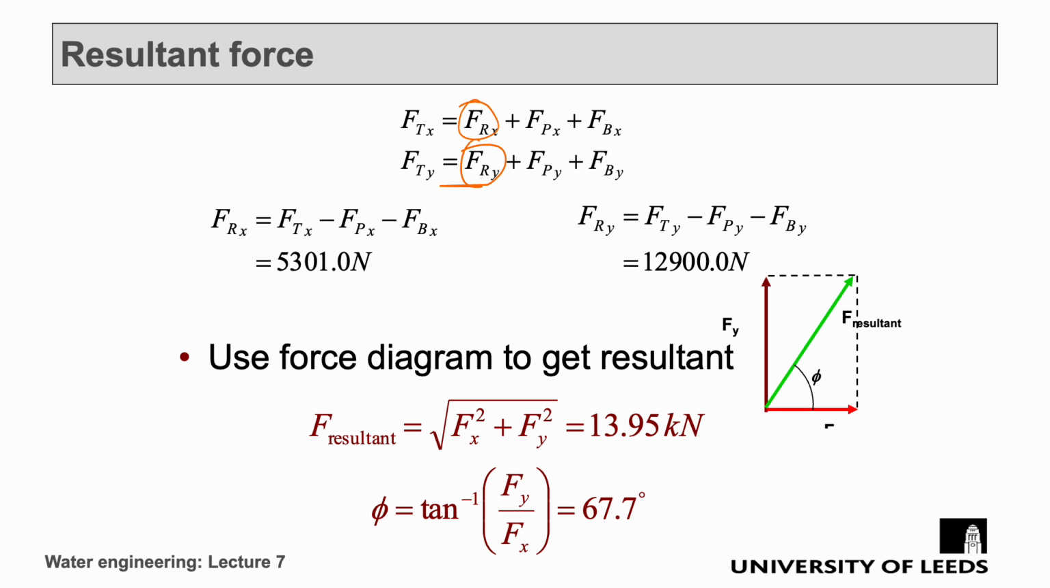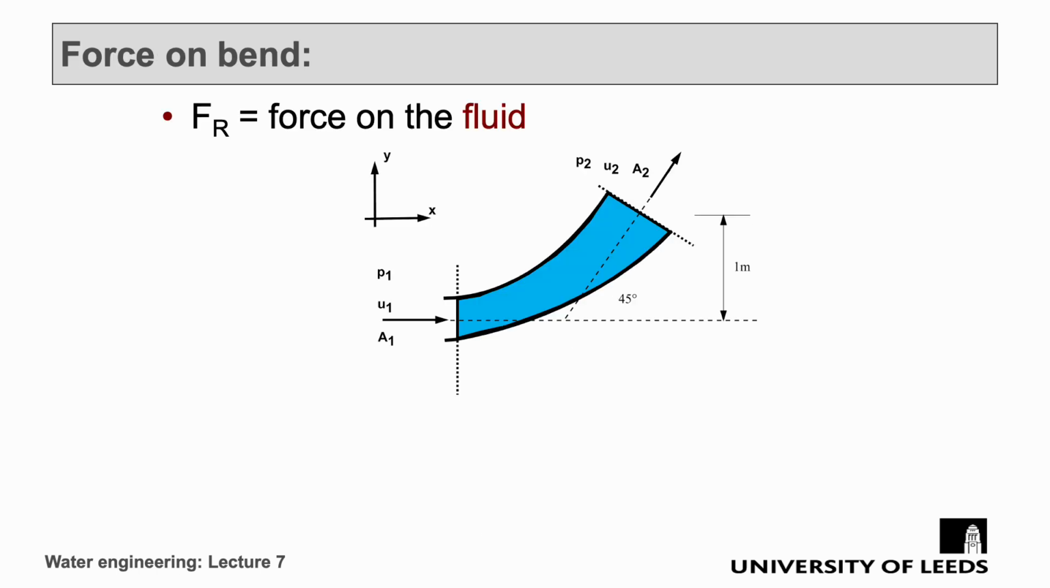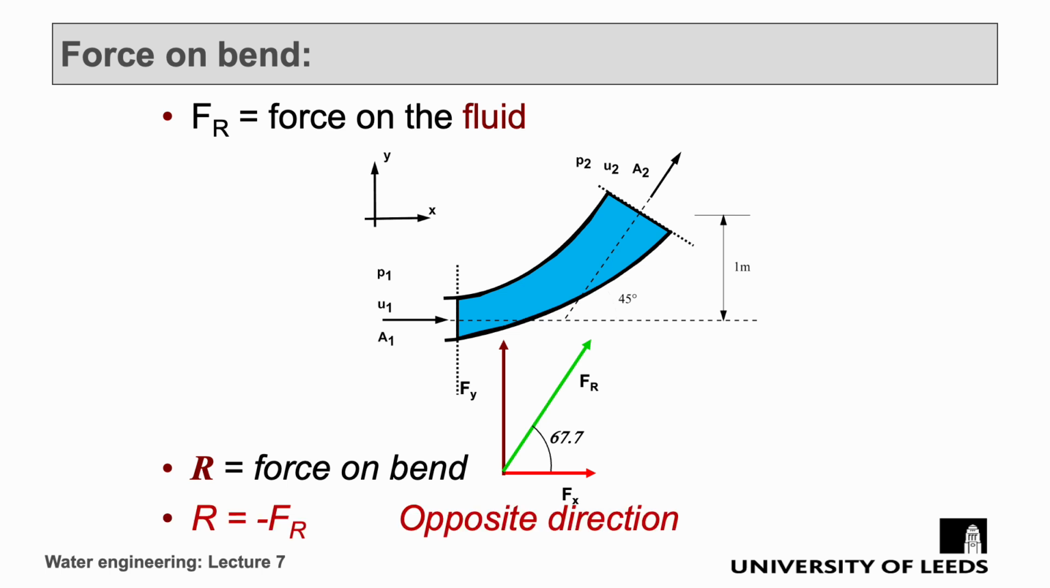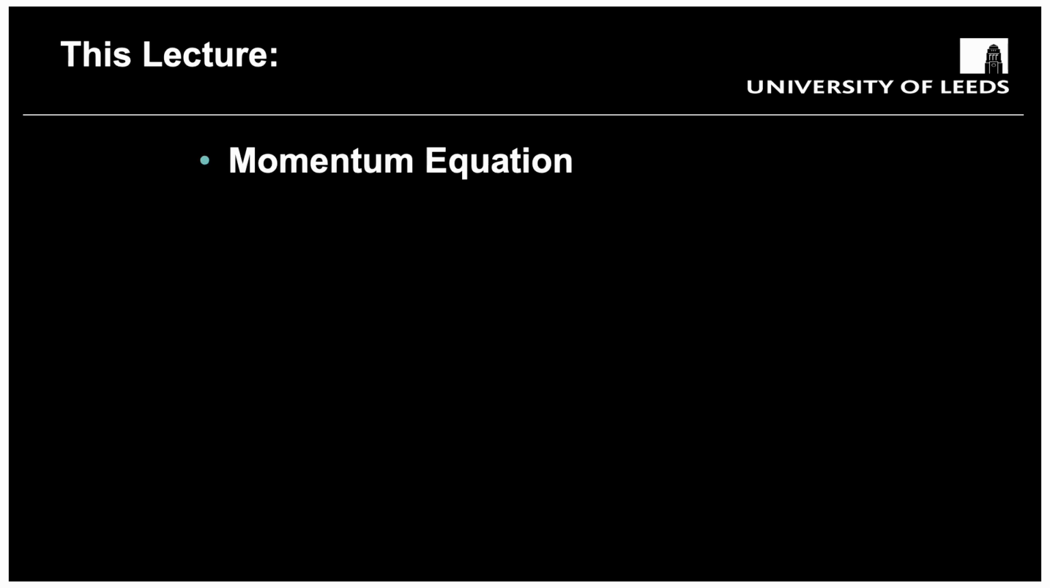Okay, that's pretty much calculated. What we wanted to do is calculate the force on the bend, because FR is the force on the fluid acting in that direction, pushing it round 67 degrees. That looks about right. That green arrow looks about right, the force causing that fluid to bend round. R is the force on the bend. It's in the opposite direction, so that capital R there, in red, is the force acting on the bend. Okay. So we've seen the momentum equation and how we've applied it to force on a bend.